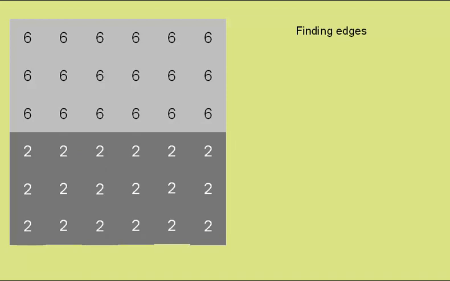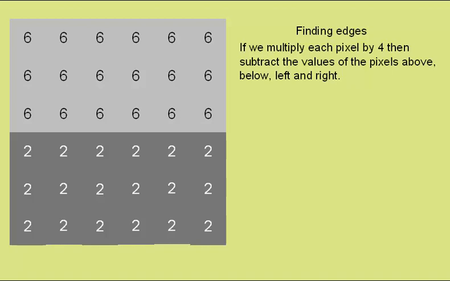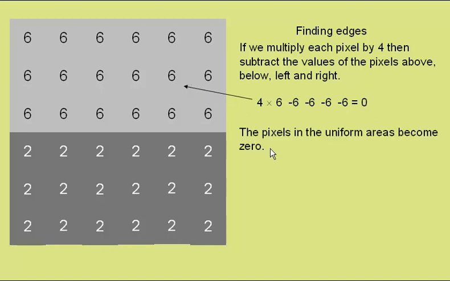We can get the computer to highlight edges or changes in shading for us. If we multiply each pixel by 4, then subtract the values of the pixels above, below, left and right of it. For instance, for this pixel, we multiply 6 by 4 to give 24, then take away the value of this, this, this and this, which of course are all 6. That gives this pixel a value of 0. That would be the same for all these pixels surrounded by 6's. And so the pixels in the uniform region all become 0.